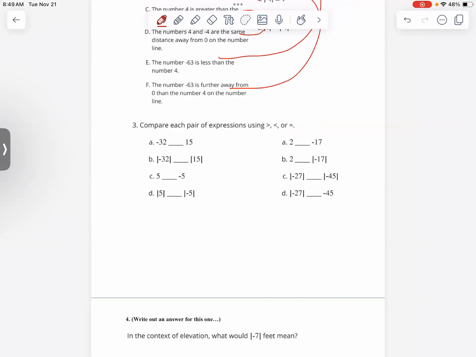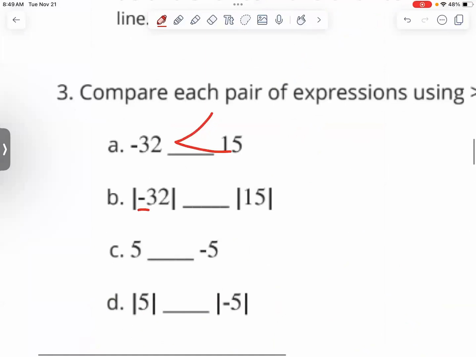All right, 3, comparing these. So again, let me draw a little number line here. Looks like we got all the way to negative 45 on some of these, and then I'll put positive 45 there, just for point of reference. Negative 32 is over here somewhere, positive 15. So negative 32 is less than, remember the alligator eats the bigger number. The absolute value of negative 32 is 32. The absolute value of 15 is 15.